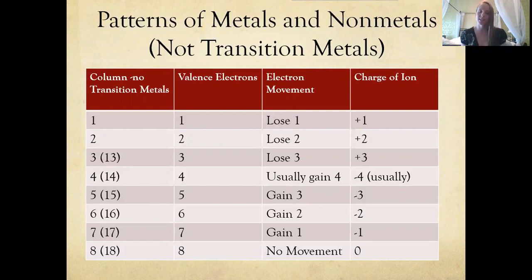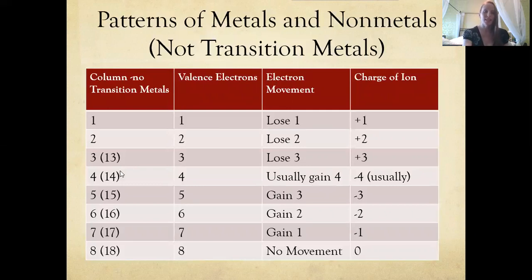So something with 4 valence electrons will gain 4 more electrons and become -4. Something with 5 valence electrons will gain 3 and get a charge of -3. Something with 6 valence electrons will gain 2 and become -2. Something with 7 will gain 1 and become -1. And if it already has 8 valence electrons, it has that perfect octet. It is not going to gain or lose any electrons, so it will have a charge of 0. And again, this is all about trying to get to that perfect octet where it's most stable.